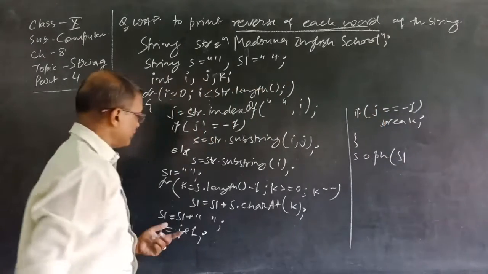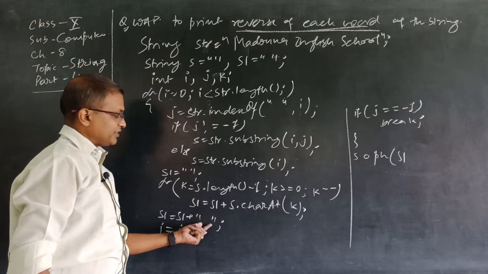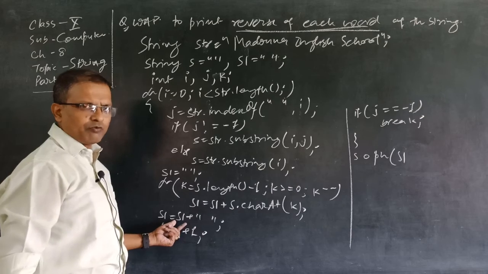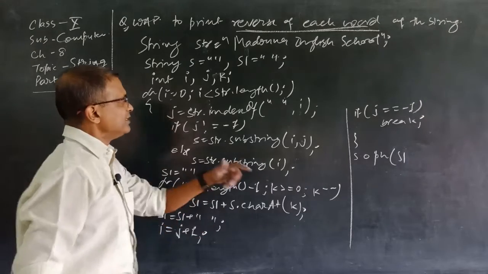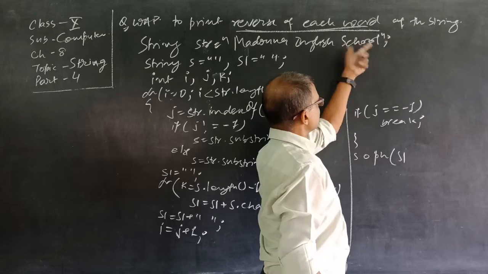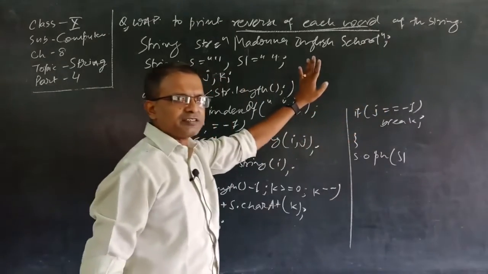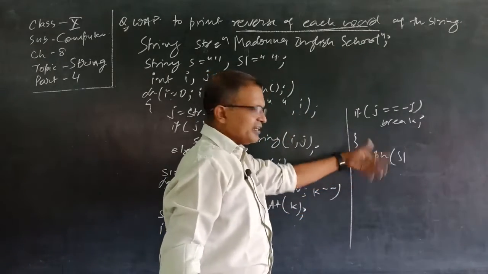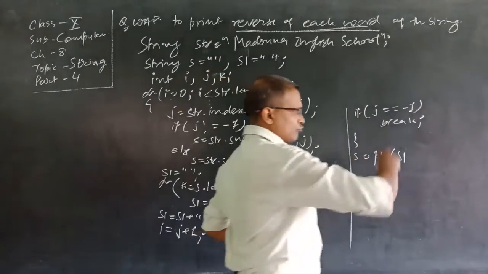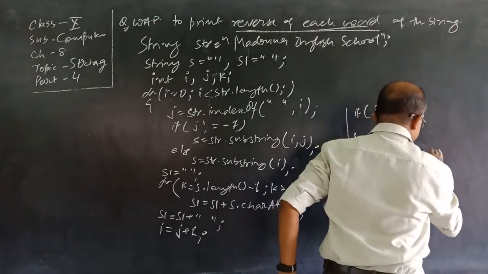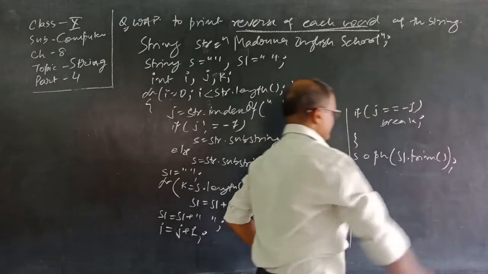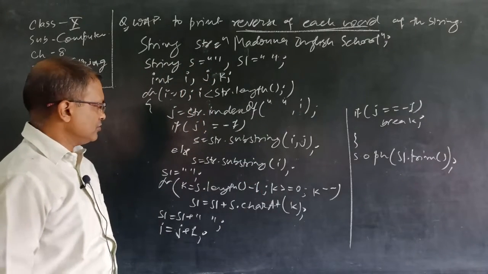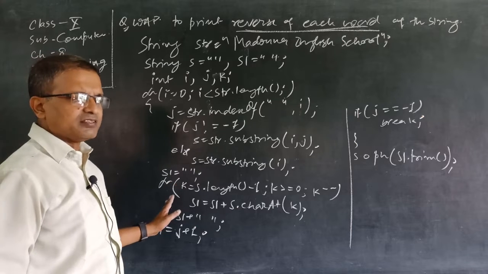Now here is a problem. After each word you are giving the space. S1 stores the reverse of each word, so after the last word, after school, the reverse of school, you will again have a space. But the original string does not have a space at the end, so the updated string should also not contain any space. And to remove the space, we use trim. So you will have to apply trim. In this way we can get the reverse of each word of the string. Getting my point? So you have to remember these concepts.